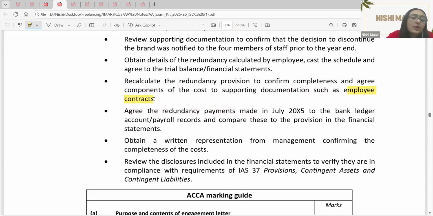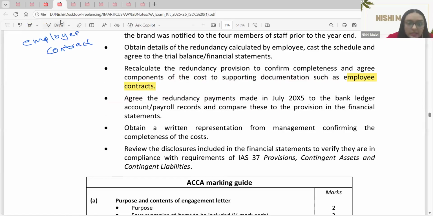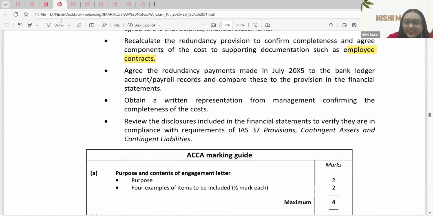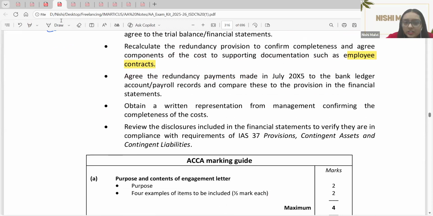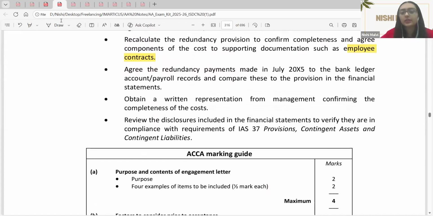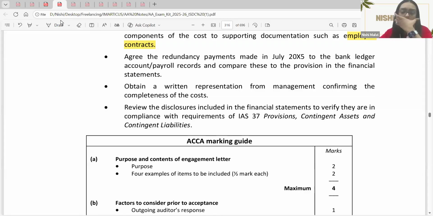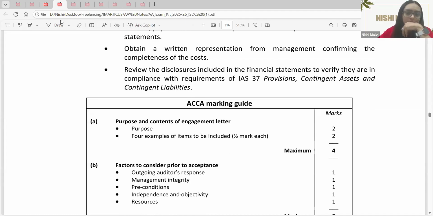One more thing. Even for payroll, we'll discuss payroll as well. Even for payroll, they always have an employee contract. Check whether it's as per the employee contract or not. One document we missed out. Agree whether the payment is as per the bank ledger, etc. Whether it is as per the bank ledger and payroll records or not. Compare that all the amounts are correctly recorded in the provision. Check the written representation for the cost because we are not given any cost. Review disclosure for whether they are complying or not.